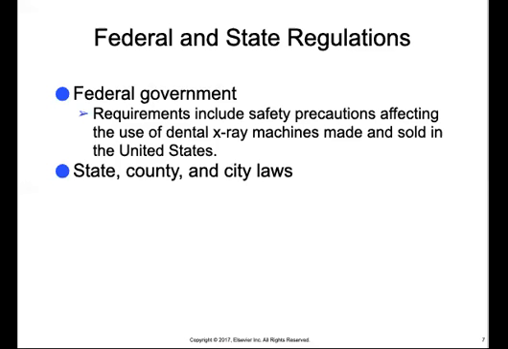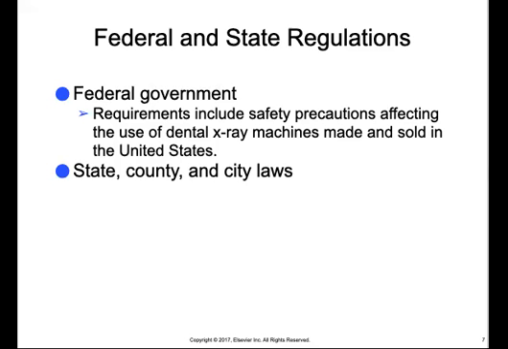So the federal government has established requirements, including safety precautions for the use of dental x-ray images made and sold in the United States. For example, the Consumer Patient Radiation Health and Safety Act outlines requirements for the use of dental x-ray equipment. This law also establishes guidelines for the proper maintenance of the x-ray equipment and requires that anybody who performs the dental imaging procedures must be properly trained and certified.